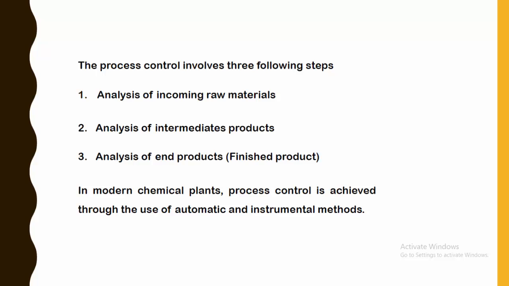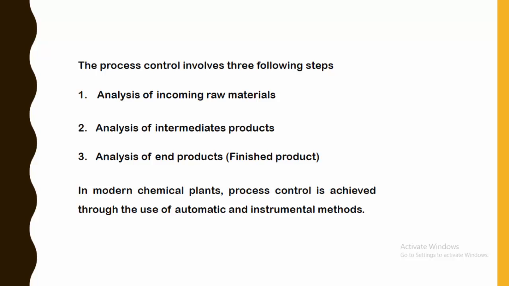In modern chemical plants, process control is achieved through the use of automatic instrumental methods. Here we can say, in the process control unit, it may be analog, it may be digital. For example, if temperature is controlled, once we set the temperature with a digital machine, how much temperature you require at a particular step. Suppose a reaction is going on, initially this much temperature you require, you set it. After some time you require this much temperature, again you can set it digitally.